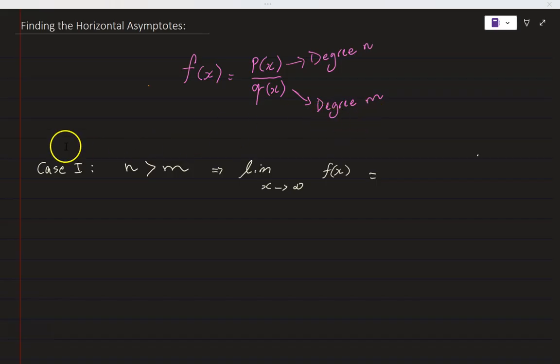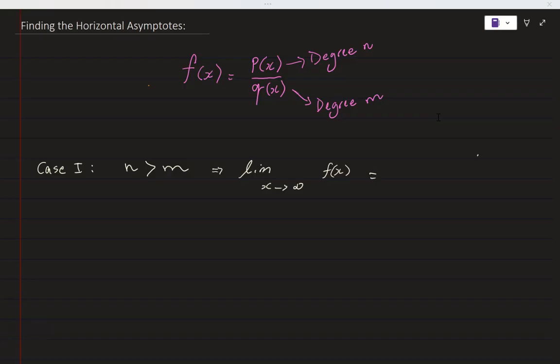Now, there are three cases that show up, and depending on the relationship between the degree n and the degree m of this rational function, you will have different values for the horizontal asymptote. And remember, for a horizontal asymptote, the actual equation will end up being y equals something, because it's a horizontal line.